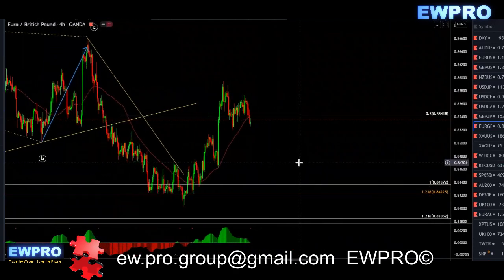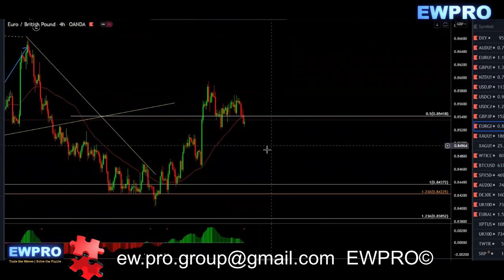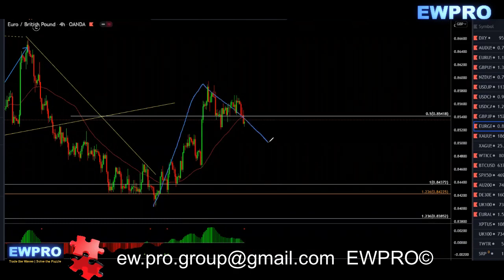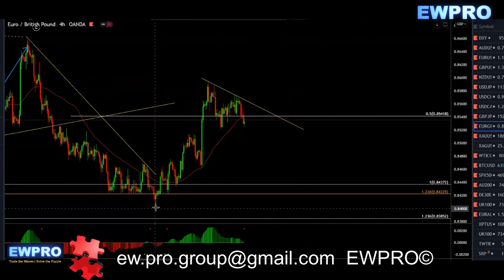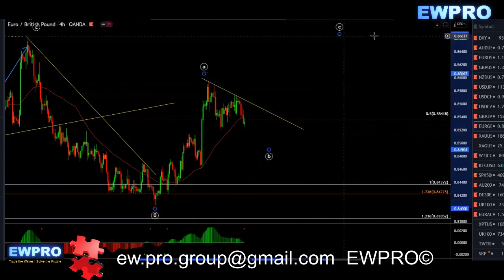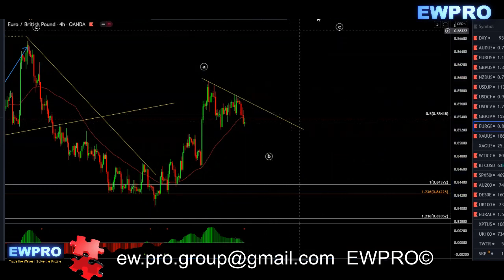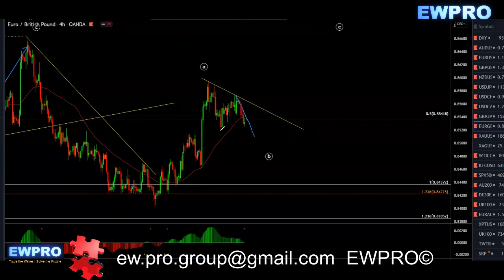H4, we're starting to get our first correction now. So we get an A, B, look for that C up. Really need this here to go and break that low. It hasn't quite done that yet, but we'll be looking for that to break that low, and then you'd be looking for that C up. It's too early to draw the target because we need more downside in here. We need that low to be broken, trend line break, bullish setup, and look for that C.